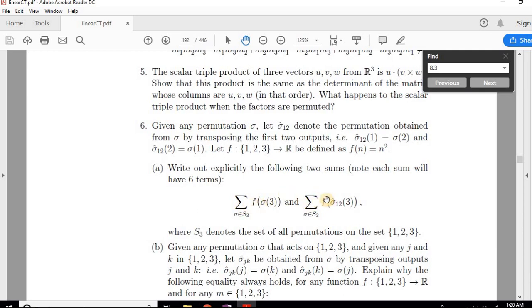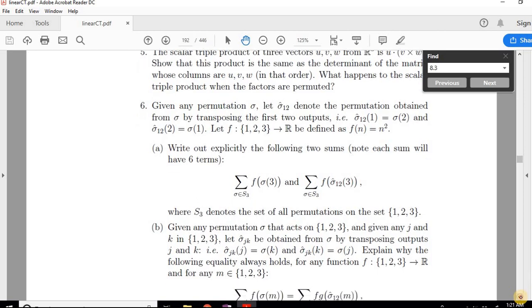The right-hand side would be similar. You can write down these 6 permutations, whatever they are, and take f of that. I just want to make sure you understood what these summations mean, because that's certainly basic to this problem. So you can write down those two sums and see if you can see some relation between them.